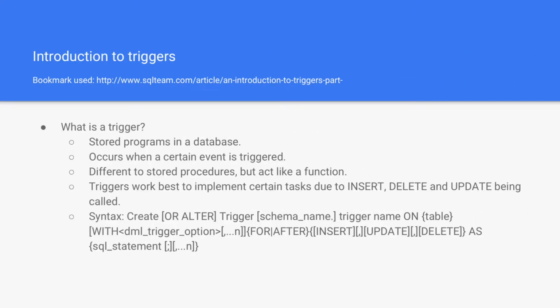What is a trigger? A trigger is a database object that is attached to a table. It is like a stored procedure, or could be called a special kind of stored procedure. It is a program stored in a database. It occurs when certain events are triggered. It is different to stored procedures, but acts like a function in higher level programming. Triggers work best to implement certain tasks due to the insert, delete, and update functions.